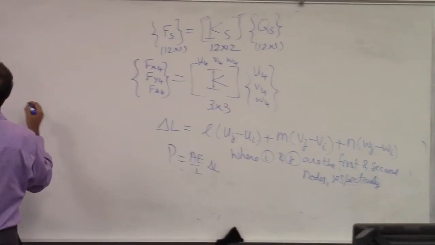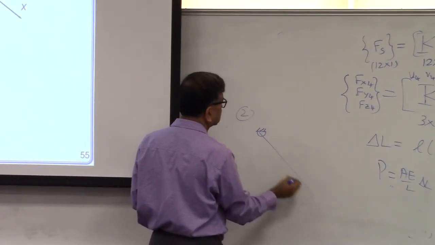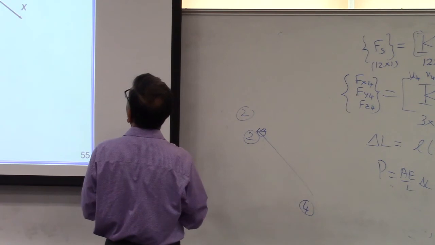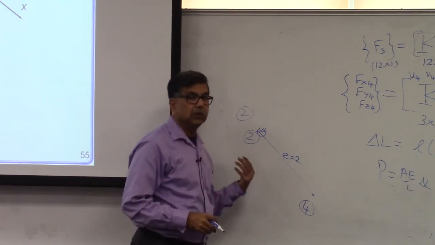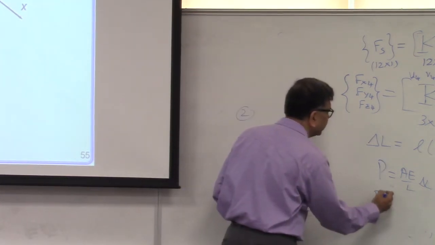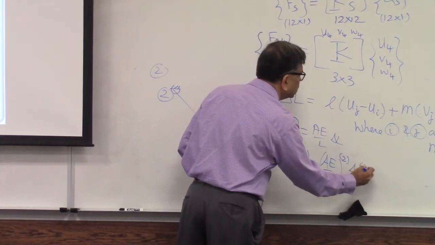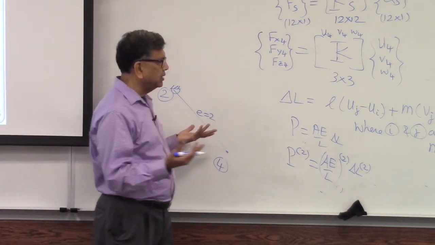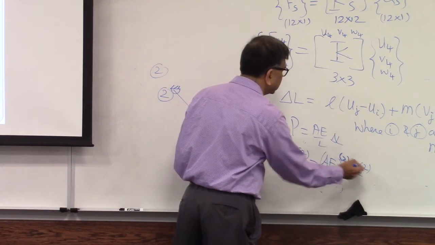Suppose I want to find the reaction at node 2. There is a member here. Node 2 is attached to the ceiling or the wall. So this is node 2, this is node 4, and this is element number 2. So in this method, we go to the old-fashioned method. I look at element 2, I can find P2. I already have found that P2 is AE over L of element 2 times delta L2. Because each element, in general, will have different AE over L. Don't think all the elements have the same. In the class example, we make it the same. But in practice, this AE over L, the axial stiffness of the element, will be different for different elements. So AE over L of element 2 times delta L2 is P2.